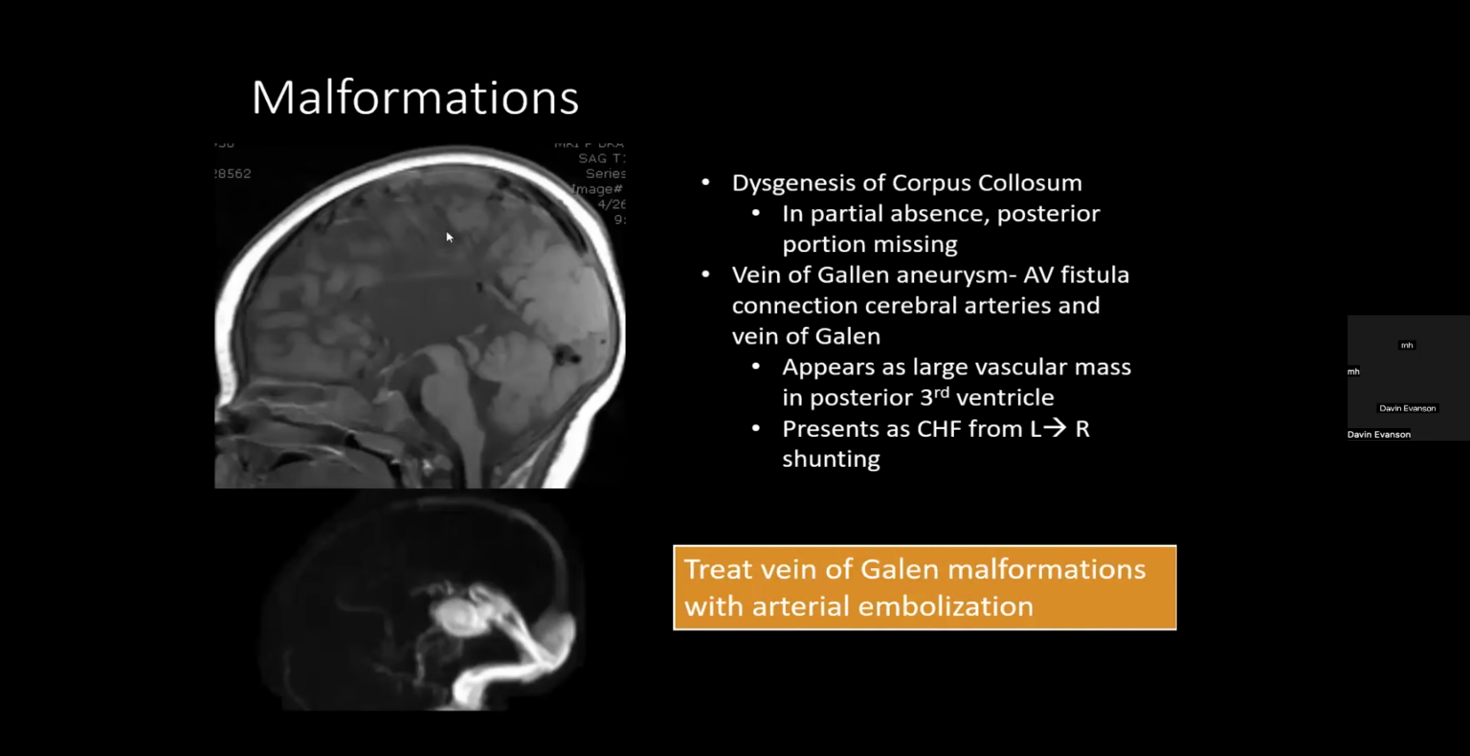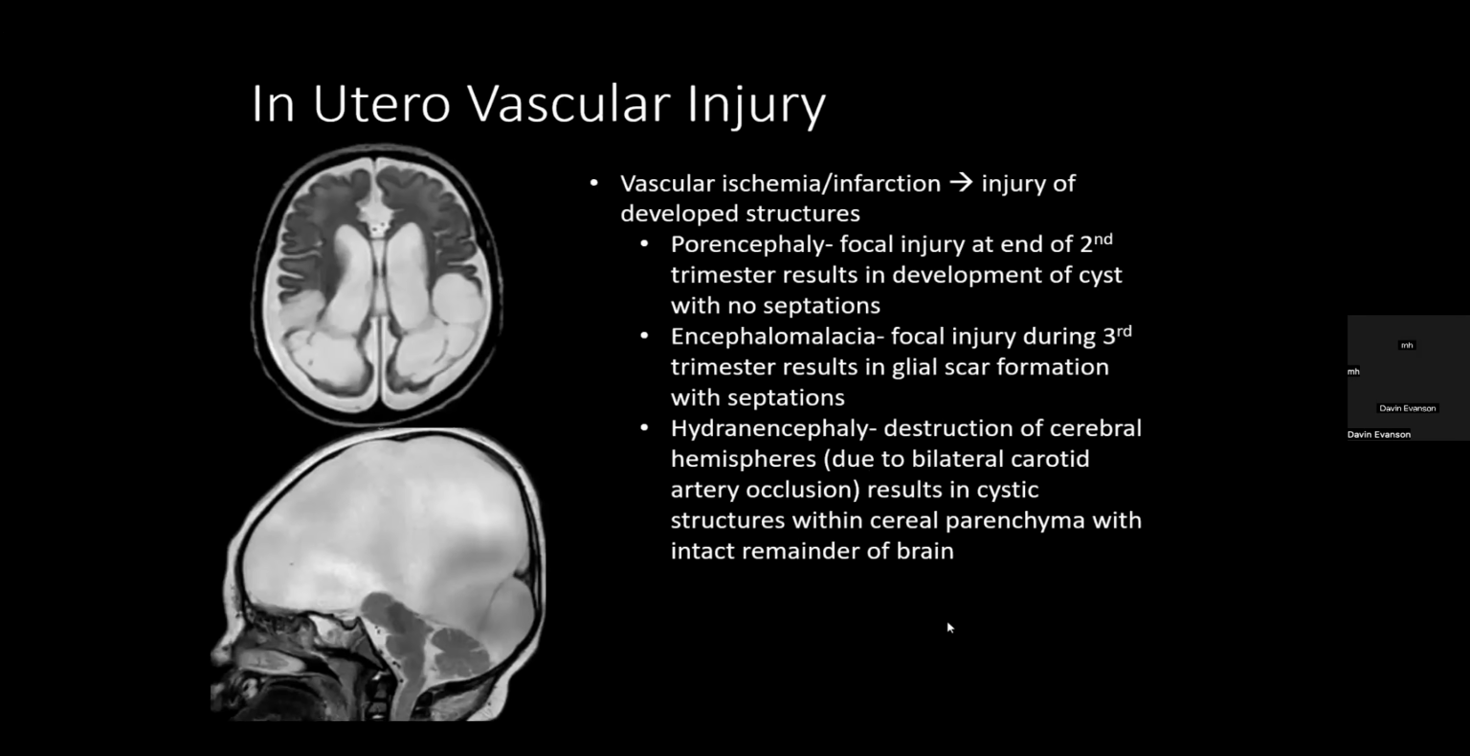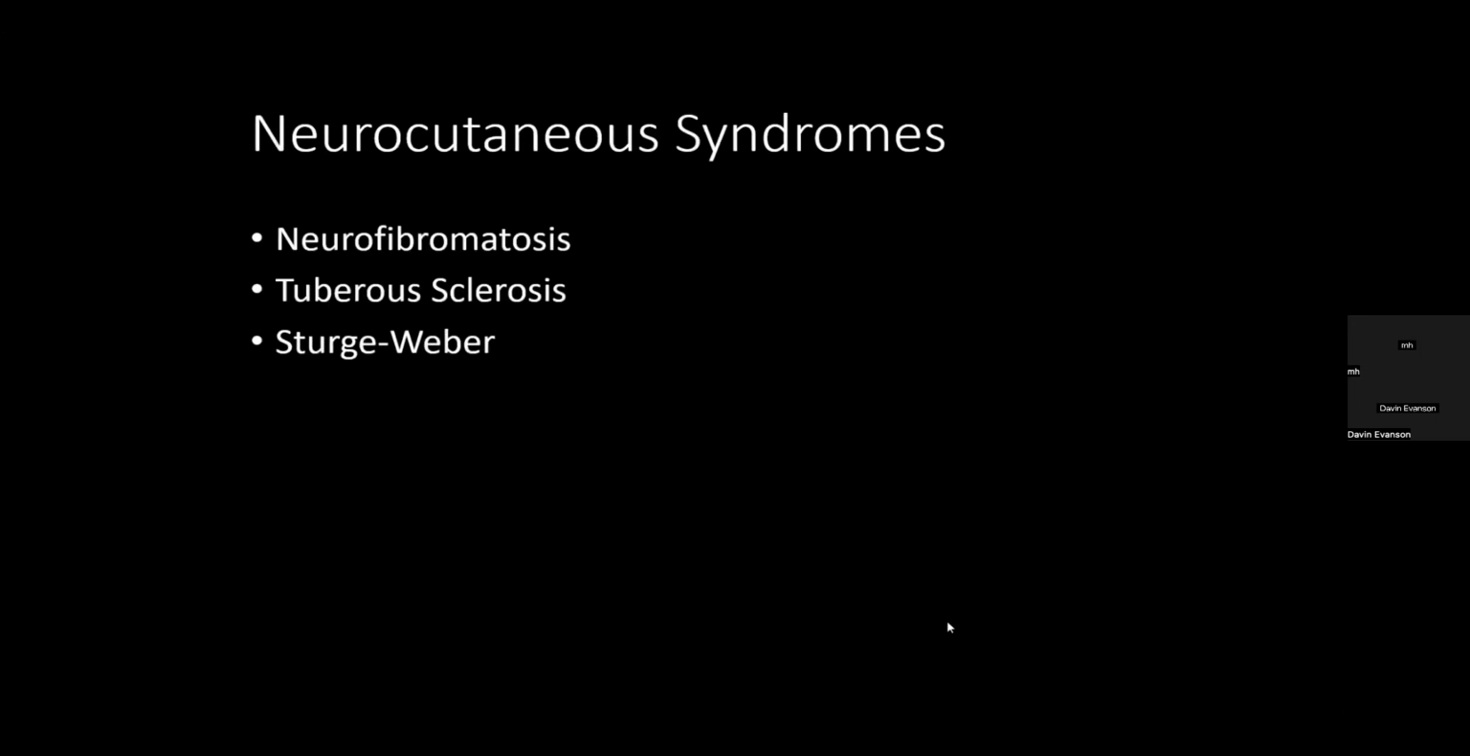Same thing with malformations, the vein of Galen malformation, which can be treated with embolization. These patients often show up with CHF. Some other vascular injuries. These are always fun. The neurocutaneous syndromes, these make great multiple choice questions. NF, tuberous sclerosis, Sturge-Weber.